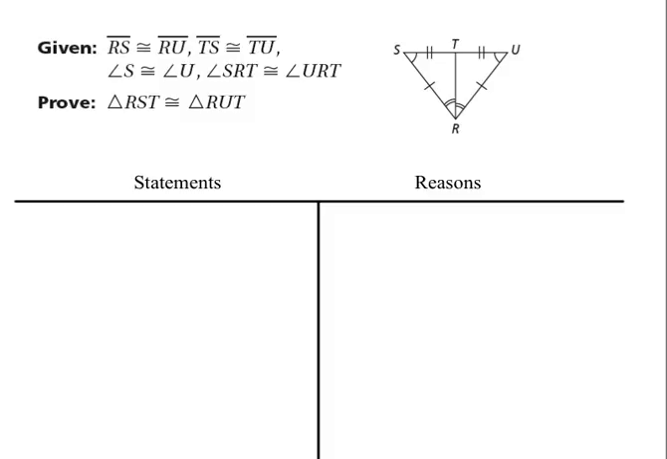Now let's look at this proof here, okay? All right, so it says given RS is congruent to RU, that is marked for us. TS is congruent to TU. Angle S is congruent to angle U. They already have these marked, but let's just go through them. And angle SRT, SRT is right here, is congruent to angle URT. Prove that the triangles are congruent.